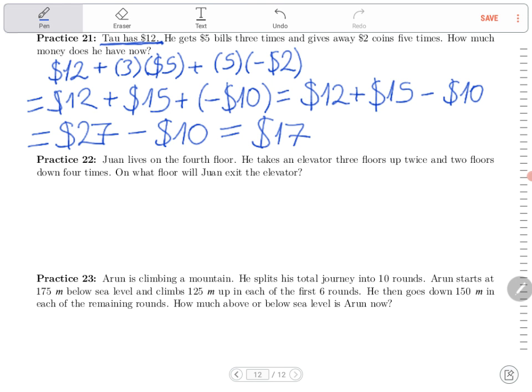So if Tao starts with $12, gets $5 bills 3 times and gives away $2 coins 5 times, he will end up at the end with $17. So right now, Tao has $17.